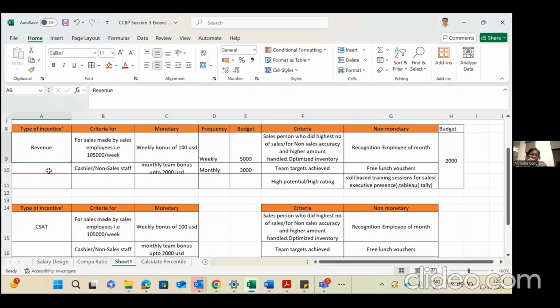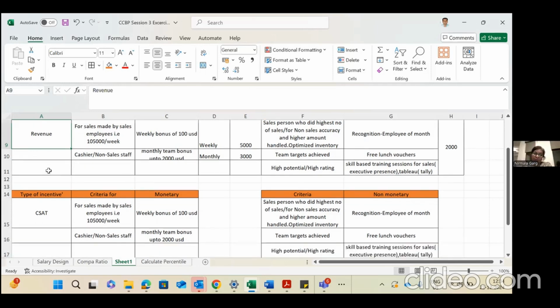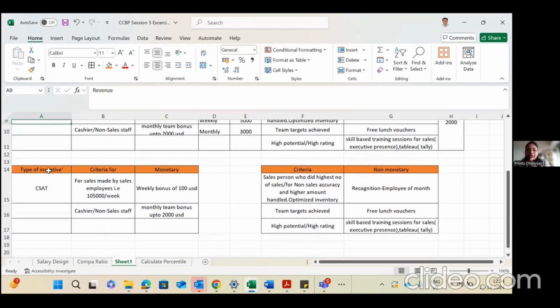Non-sales. Since the store would have achieved their target collectively, the team lunches for them in a month. And skill-based training to drive performance is what we were thinking. We were just building on that. CSAT, we were also working on. Good job.